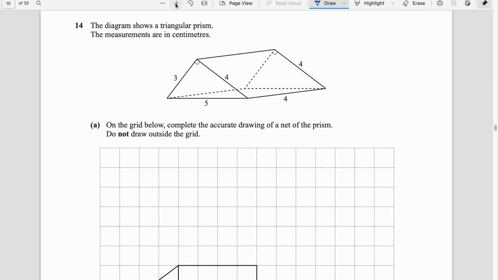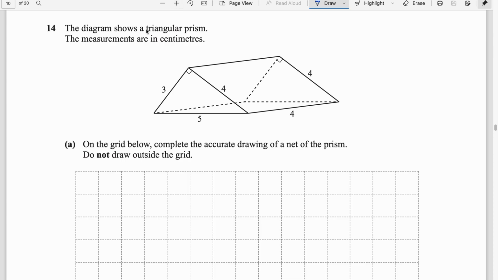Question number 14. The diagram shows the triangular prism. The measurements are in centimeters. On the grid below, complete the accurate drawing of the net of the prism. Do not draw outside the grid.